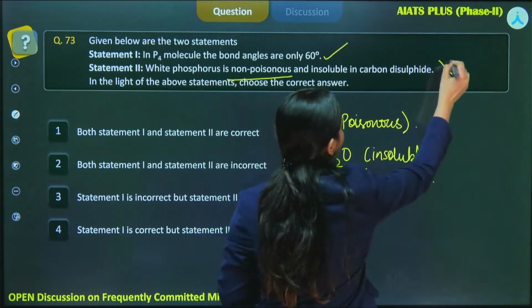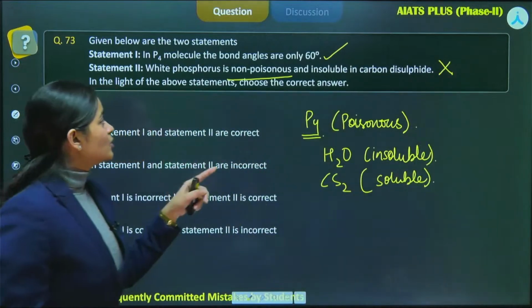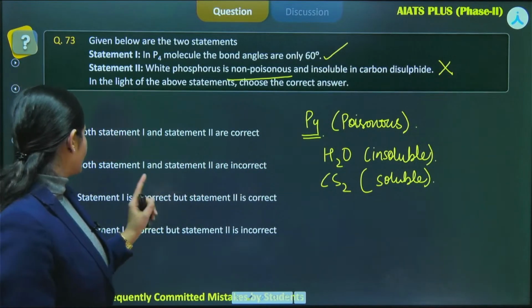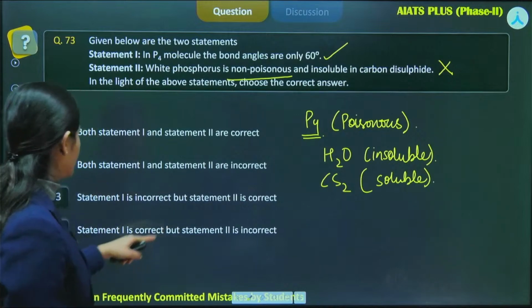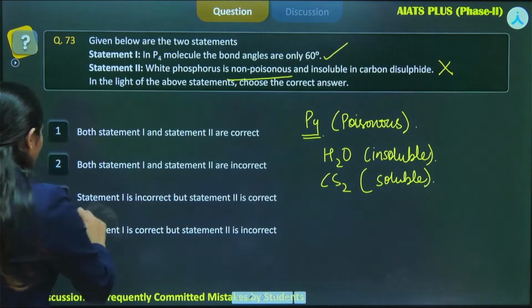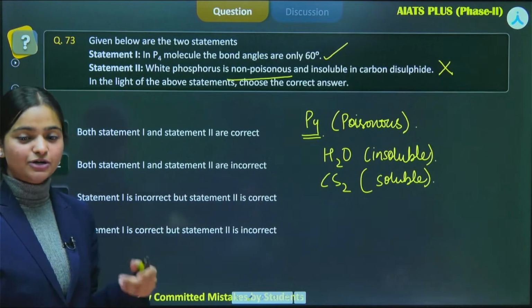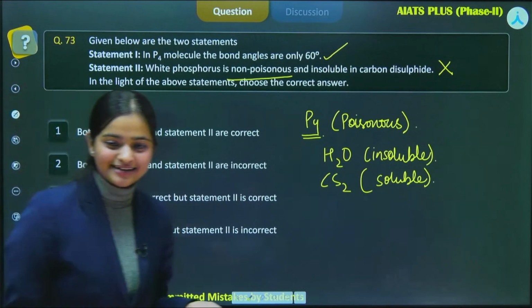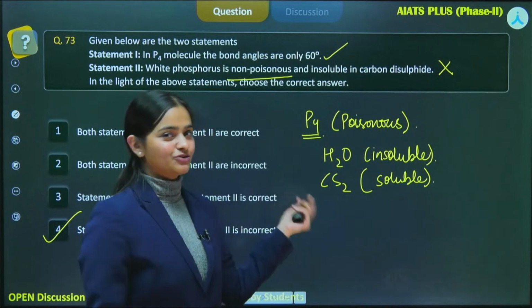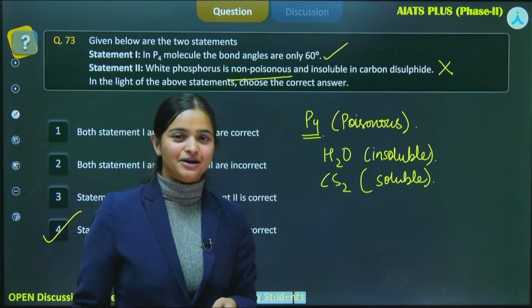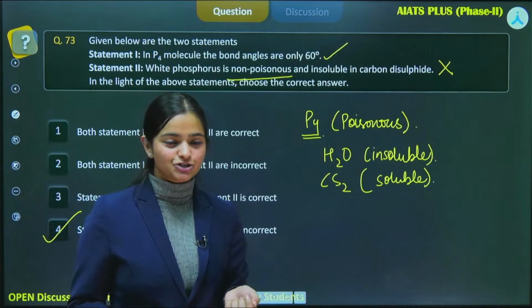So statement 1 is correct but statement 2 is incorrect. So option 4 is the right answer. Someone said that statement 2 is incorrect, you are very correct. So the first statement is a correct statement. I hope it is clear to all of you.